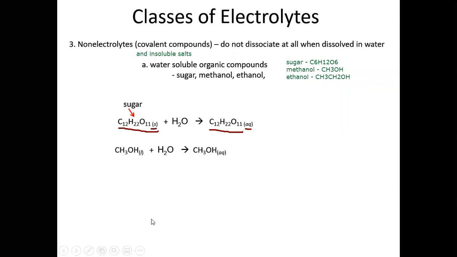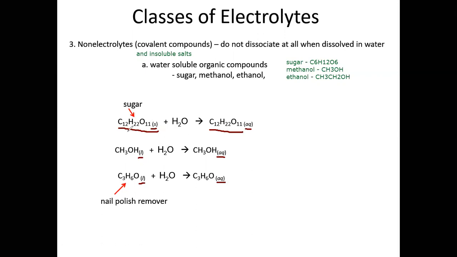For methanol, it's a liquid as a reactant. When we put it in water, it becomes aqueous. So it's just saying that it was dissolved in water, but it does not form any ions. It's just methanol, CH3OH. This OH does not dissociate. And then we have acetone, which is nail polish remover. It's a liquid. When you put it in water, it doesn't dissociate. It just becomes aqueous, meaning that water is the solvent.